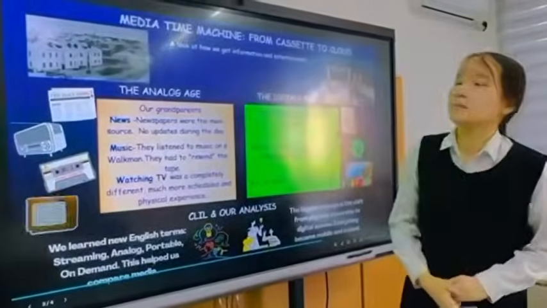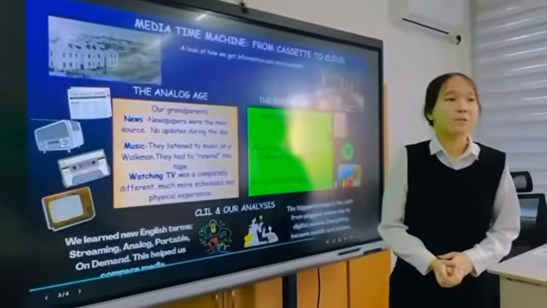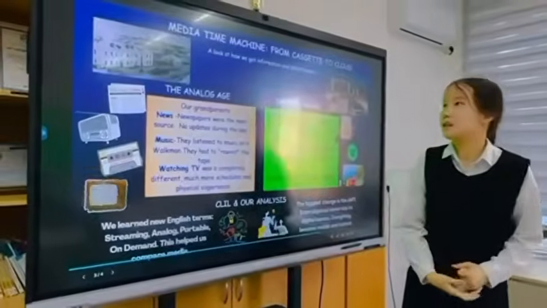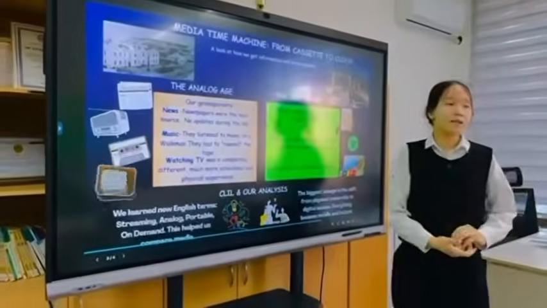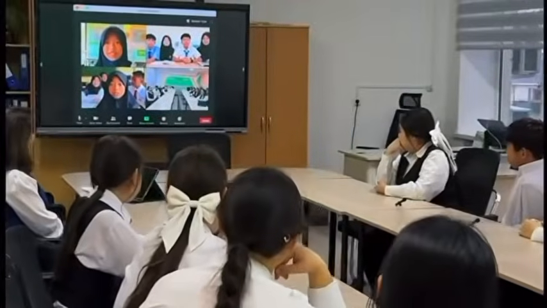This comprehensive preparation phase enhanced their critical thinking and teamwork, moving them towards a final product: two professional visual posters summarizing our community's technological and media evolution.